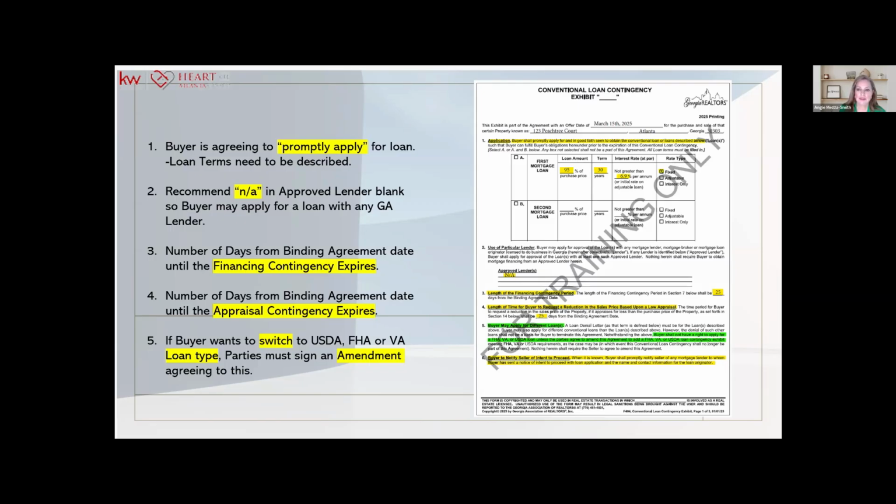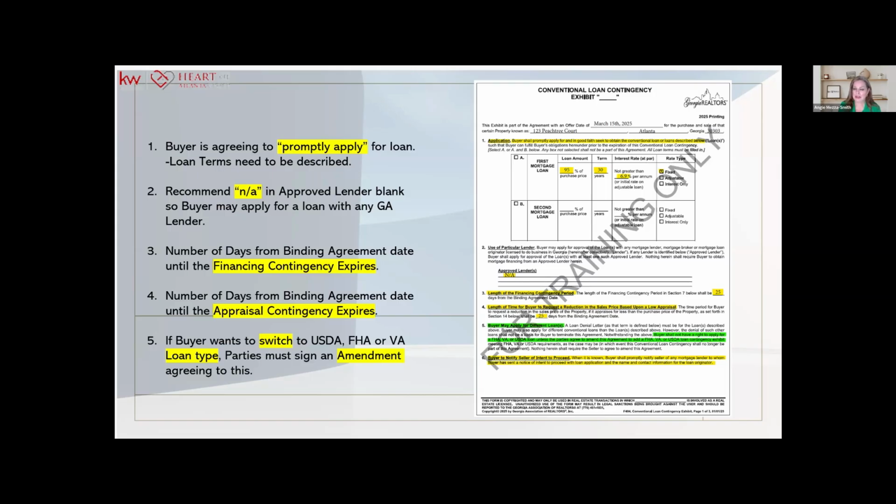So we have to remember that the buyer has to understand two very important things. Not only if they do not apply, which it says right here in paragraph 1 at the top of the form, "application: buyer shall promptly apply for, to seek in good faith to obtain the conventional loan or loans described." The buyer has to understand there's two things that a lender cannot do. One thing, they cannot approve them and get them to a closing table if they never apply. And two, they can't decline them. And so in this particular document, it's saying that the buyer will end up having to prove that they're declined if in fact that ends up being the case in order to protect their earnest money.